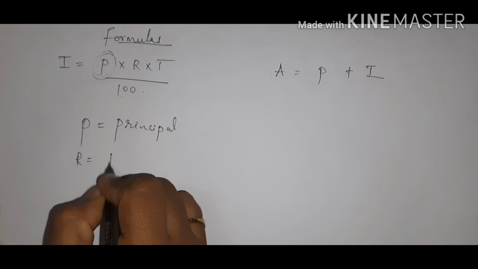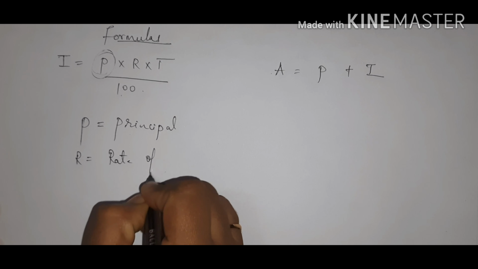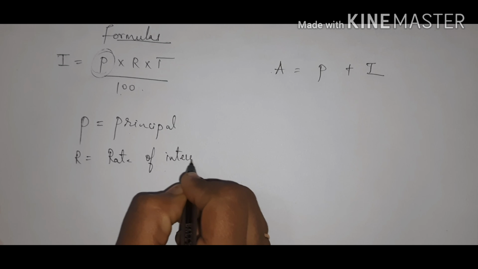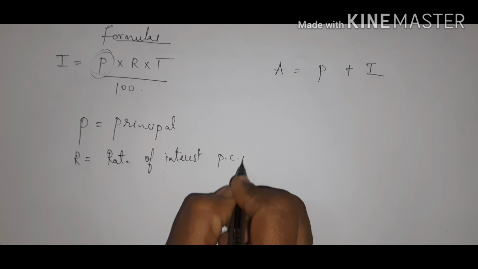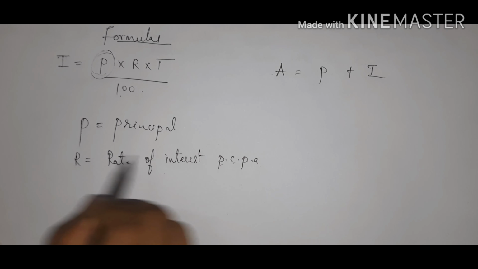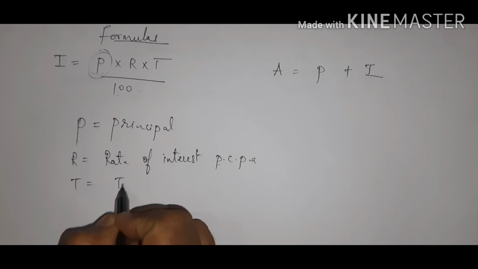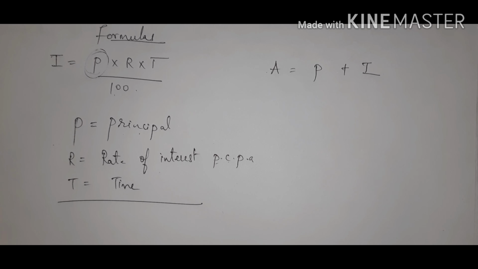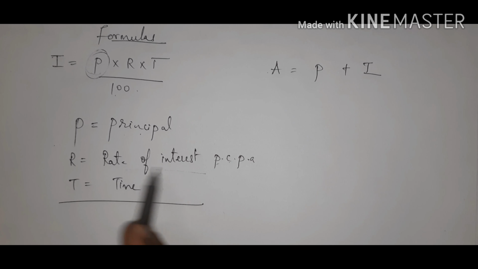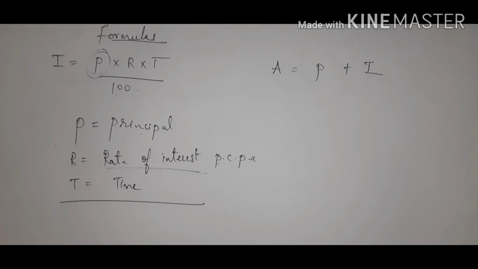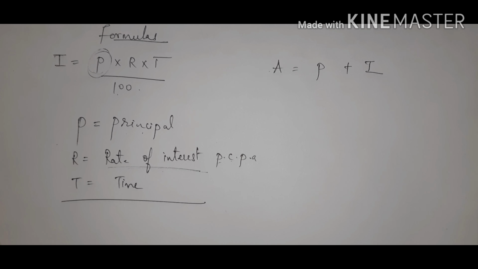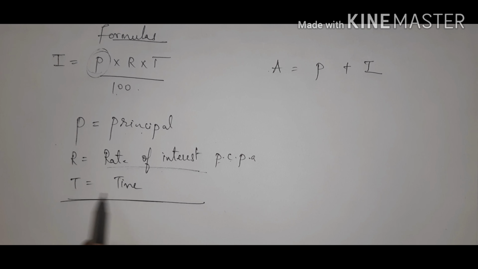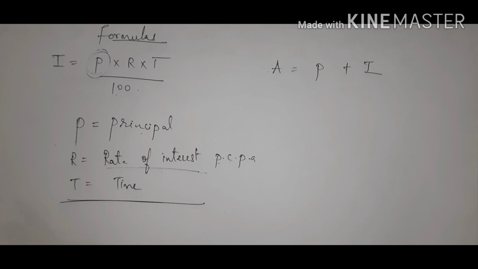R means rate of interest. Rate of interest is in PCPA, its full form is percent per annum, and T means time. This you already know. P means principal amount which we are keeping in the bank, depositing in a bank. R is rate of interest which the bank gives. It depends, the rate of interest may differ from bank to bank. Time means how many years you are keeping the money.